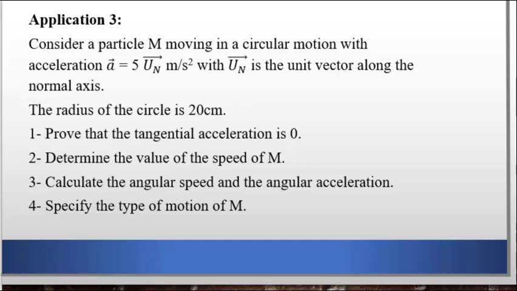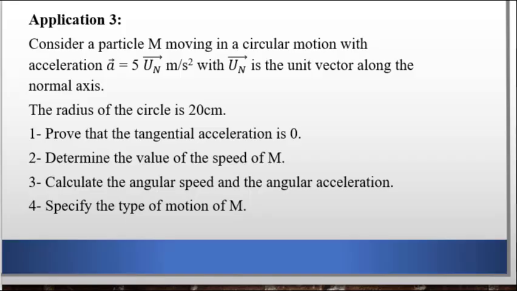Now application 3. He said consider a particle M moving in a circular motion with an acceleration a equal to 5 u_n meter per second square, with u_n the unit vector along the normal axis. From here, you can discover that since there is no unit tangential, the motion is uniform circular. The radius of the circle is 20 centimeter. Let me write the given: a equal to 5 u_n, and the radius is 20 centimeter. 20 divided by 100 is 0.2 meter.